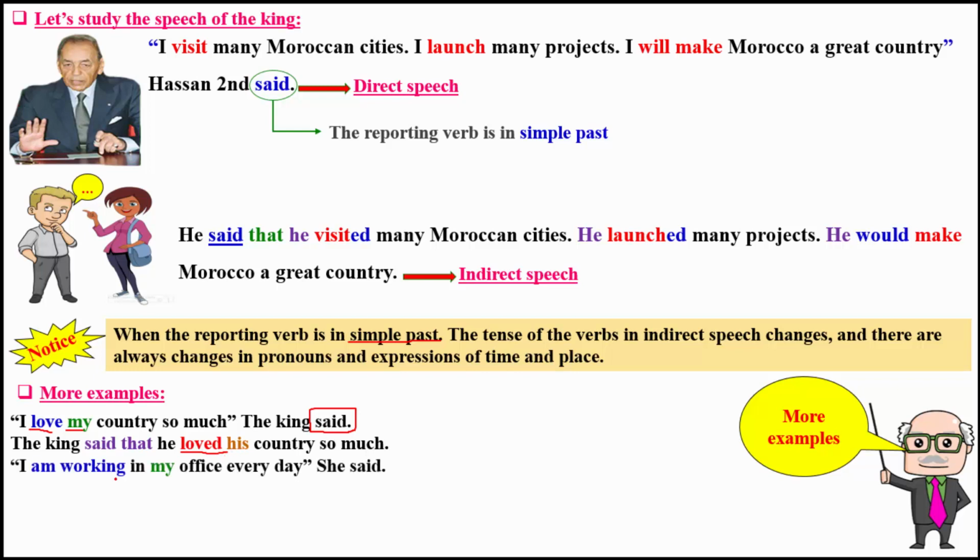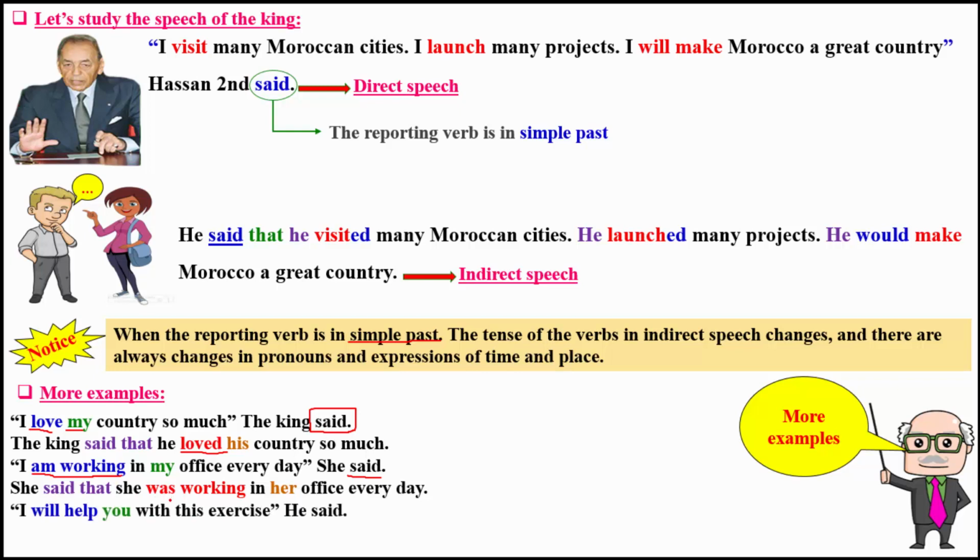Number two, "I am working in my office every day." He or she said. The reporting verb again is in simple past. And here we have "I am working." It's in present continuous. So in indirect speech, she said that she was working in her office every day. So "was working" is past continuous. So present continuous changes to past continuous. Example number three, "I will help you with this exercise."